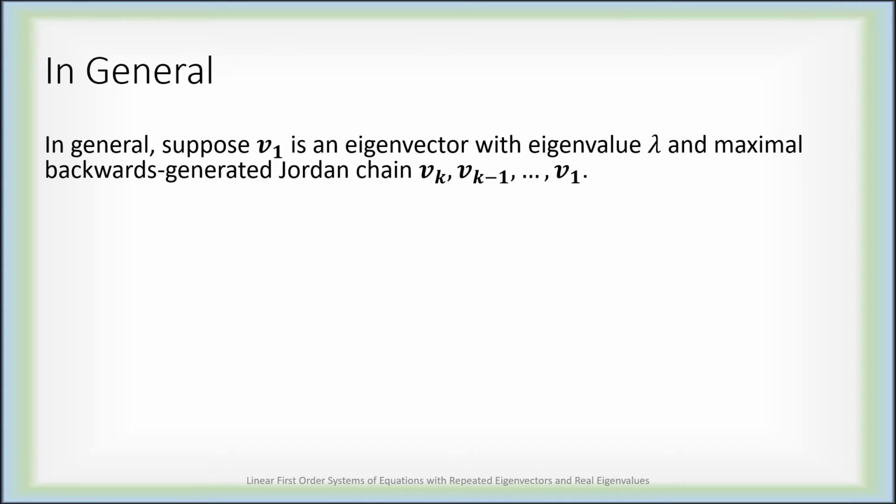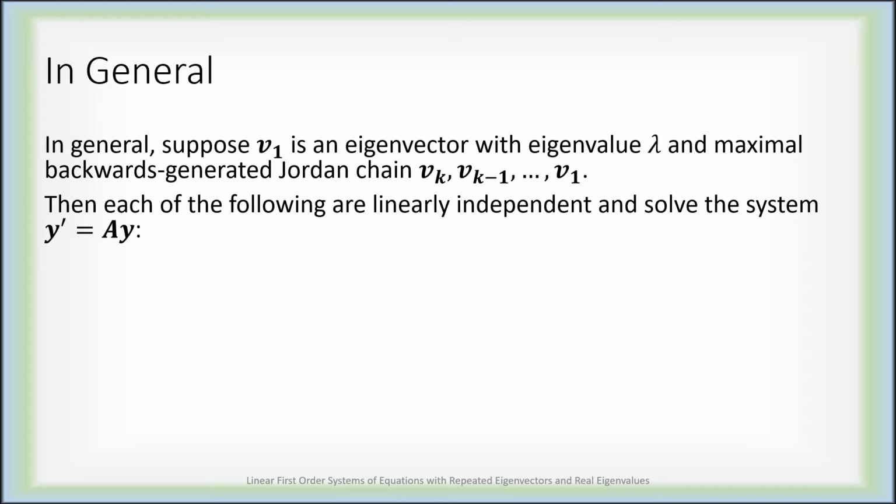Now in general, let's suppose v1 is an eigenvector with eigenvalue lambda, and I generate a maximal backwards generated Jordan chain, vk, vk minus 1, etc. Remember, the way you get from one term to the next, building up, is to find a solution to (A minus lambda I) times a vector equals the one you have. At some point, there will be no solution to obtain, and that's when you've found your maximal backwards generated Jordan chain. So suppose we've done that, then each of the following functions are linearly independent and solve the system y prime equals Ay.